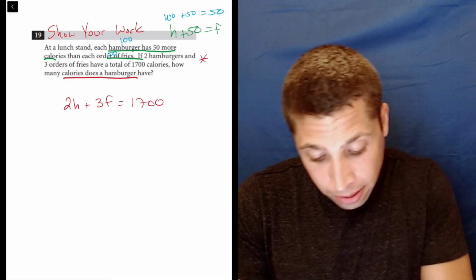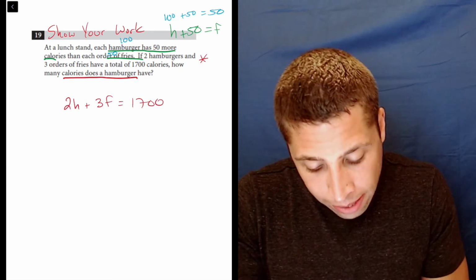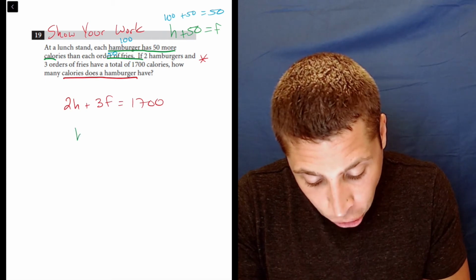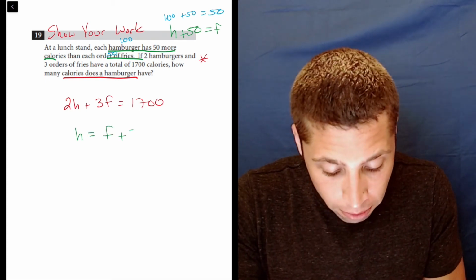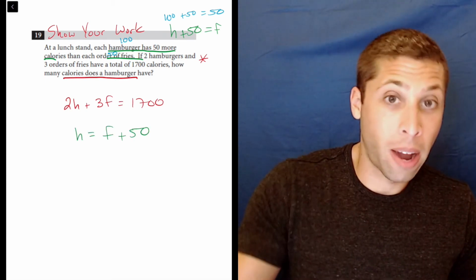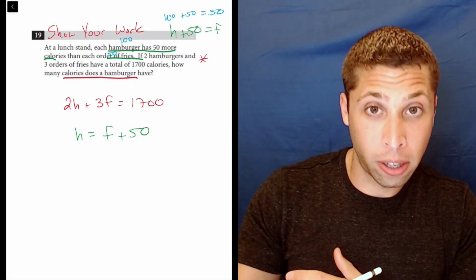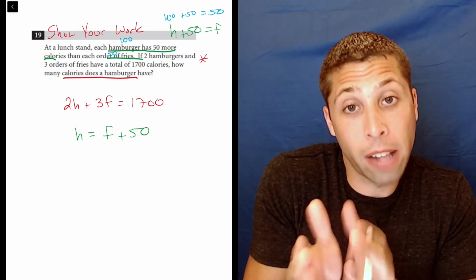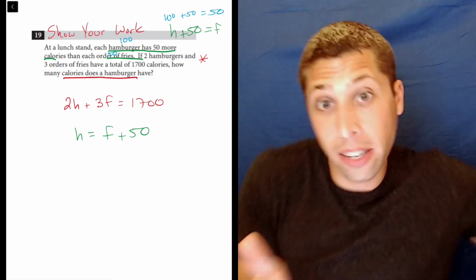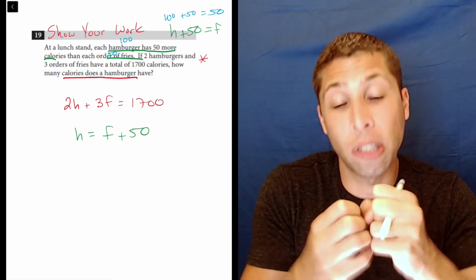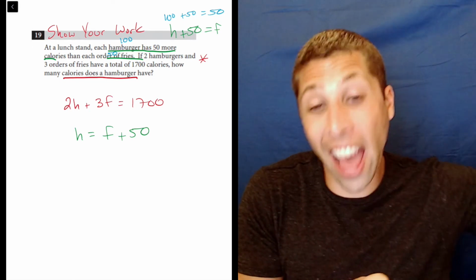Now, how would I fix it? Well, it's actually that H is equal to F plus 50, right? Because the hamburger is the number of calories in the fries plus an extra 50. So it's the fries that have a smaller value, then we're adding 50 to that to get the hamburger.